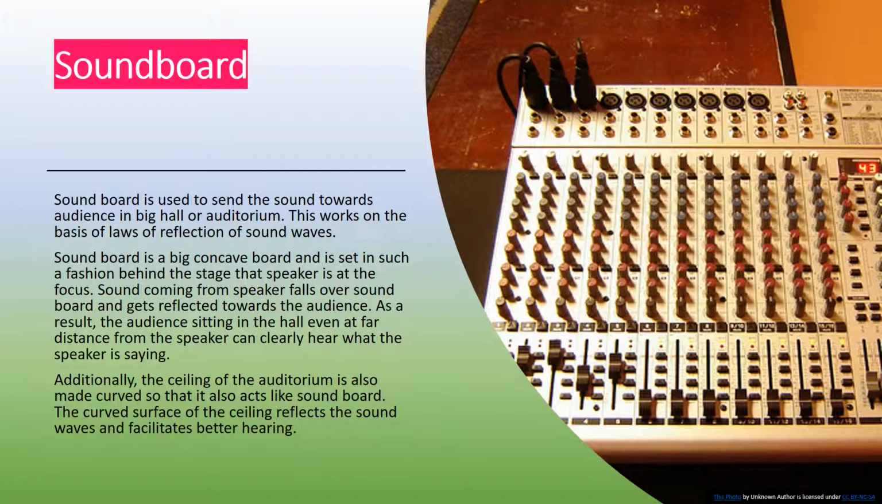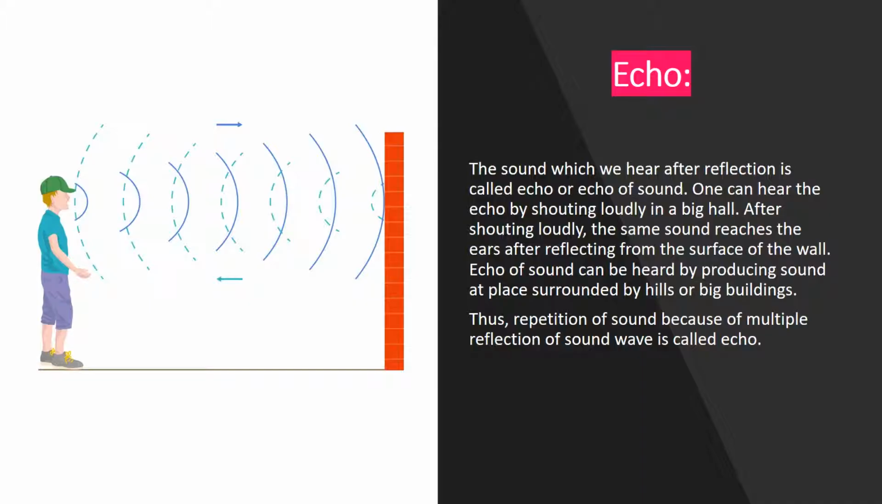As a result, the audience sitting in the hall even at far distance from the speaker can clearly hear what the speaker is saying. Additionally, the ceiling of the auditorium is also made curved so that it also acts like a soundboard. The curved surface of the ceiling reflects the sound waves and facilitates better hearing.